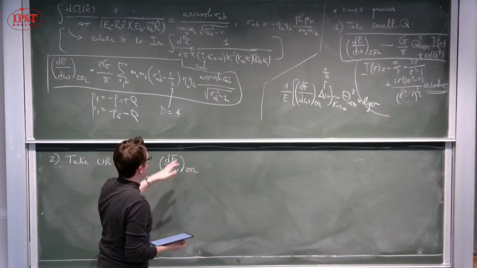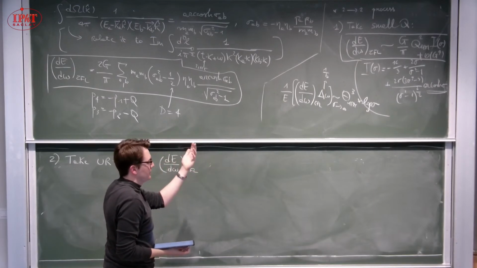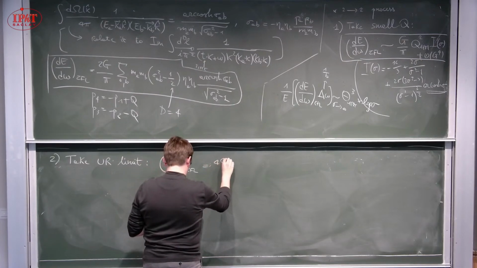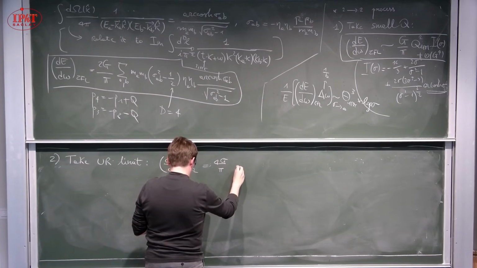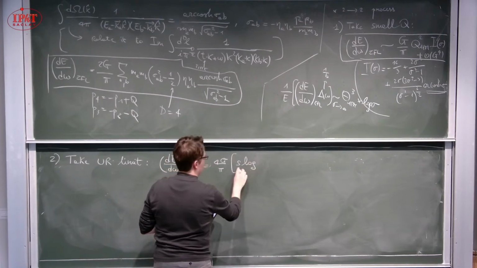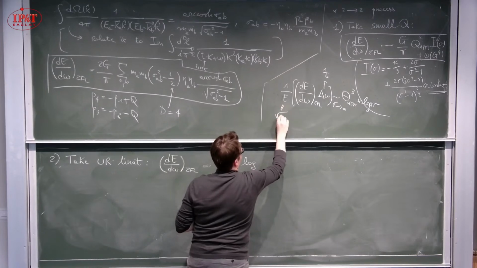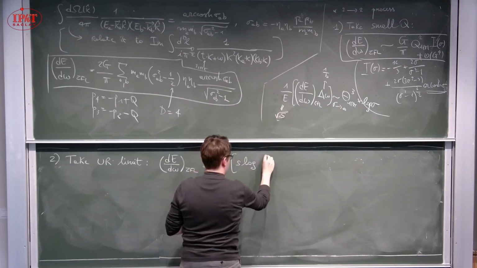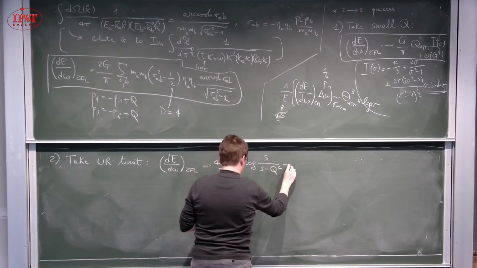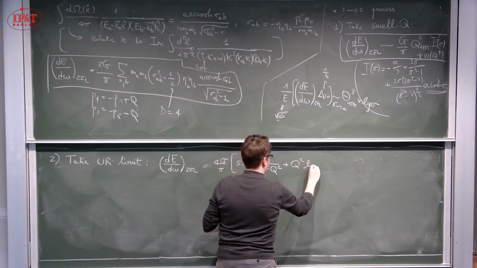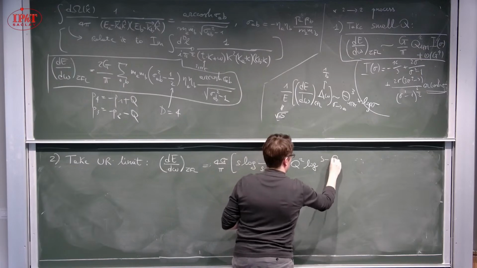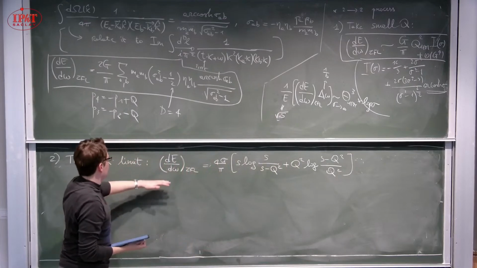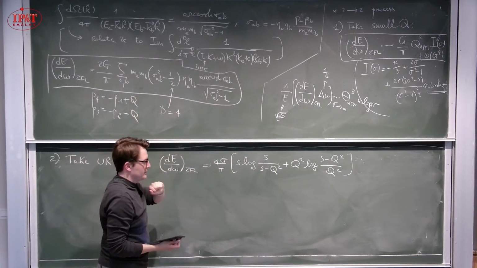So this would be the limit in which the energies of the colliding particles, say E and P, are very large compared to the masses. And then you end up with this, G over pi, S log S, which would be E squared, they are exactly the same, S log of S divided by S minus Q squared, plus Q squared log of S minus Q squared divided by Q squared. So this expression follows from the ultra-relativistic limit of the expression for the 2-to-2 case.